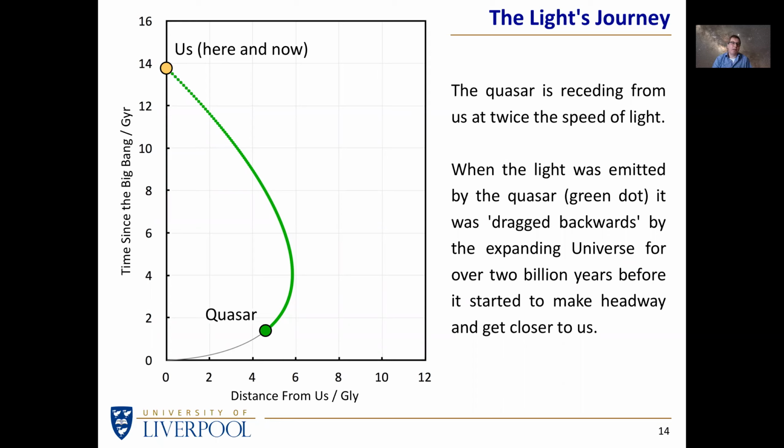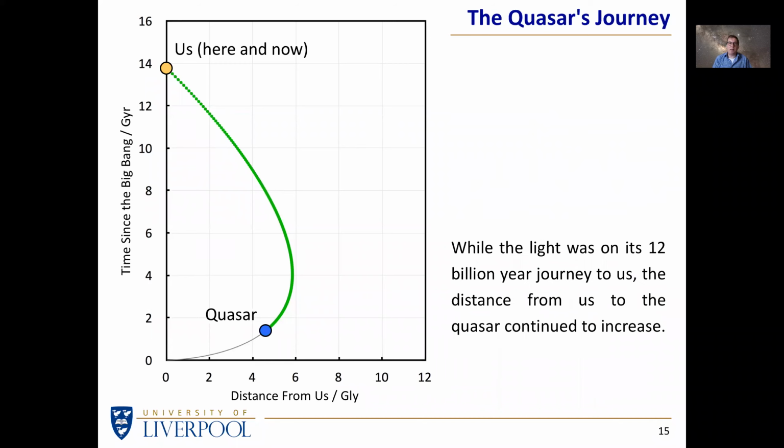You can see that if the object is fairly close to us, if the object is only a few million light years away, you don't get this particular effect. You see it when the object is very distant and you're looking back a long way into the past. So that's what the light did on its way to us. If we think about what the quasar did, we have the same point at which the light left here, when the quasar was 4.6 billion light years from us, about 1.4 billion years after the Big Bang. We know what the light was doing, but what did the quasar do?